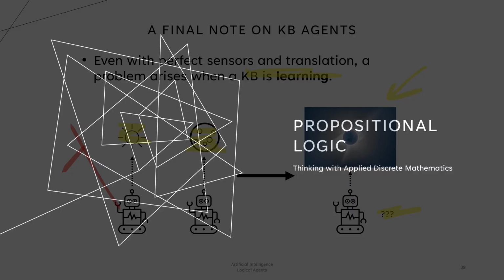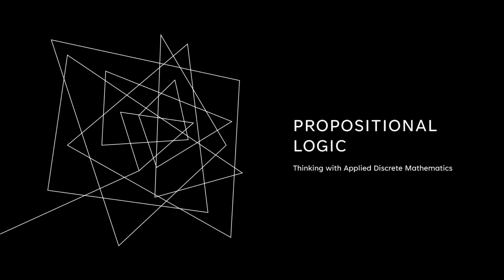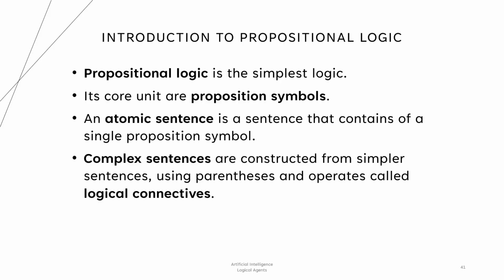So that's enough about regular logic. So now we'll jump into propositional logic, which is the first class of logic that we're going to be doing. We get into first order logic later, but right now we're just talking propositional. It's the simplest logic. Its core unit are proposition symbols.